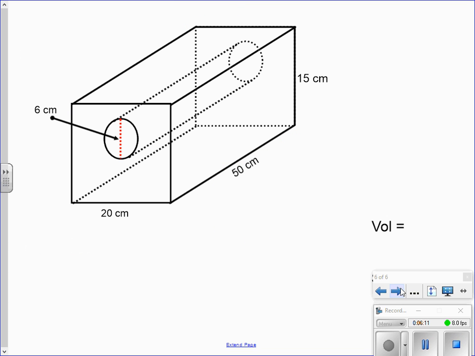Horrible. What happens if we have a circle cut out of it? And circle cutouts are probably the most difficult. I'll do this together with you, and then we'll stop there for today. But let's start out with the volume.